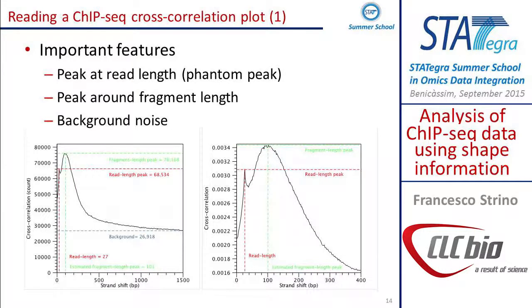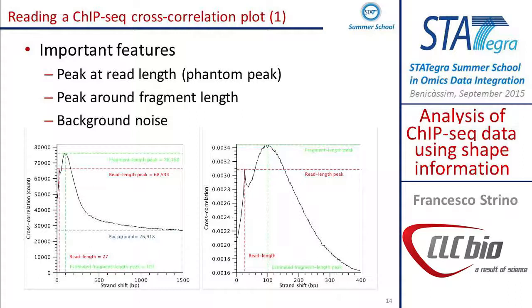Now, what does a cross correlation plot for ChIP-seq look like? There are several important features. There will be a peak around the read length, and this is called the phantom peak because it really shouldn't be there, but you always find it, and it is related to some artifacts. Very often it reflects how bad the experiment is, so if this one is very high, you should start worrying.